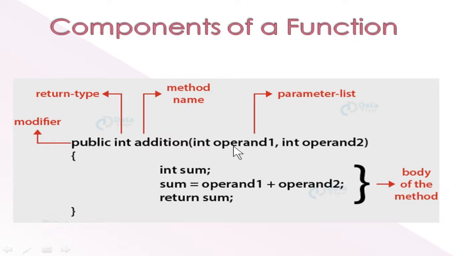So you can notice that each and every parameter is declared separately, individually. It is not like integer operand1 comma operand2, it is integer operand1 comma integer operand2. That means you have to define individually however many parameters you have and use them in the program. And then you will have the body of the method, where you will have the statements to do some specific task. After that, finally, you have a return statement.